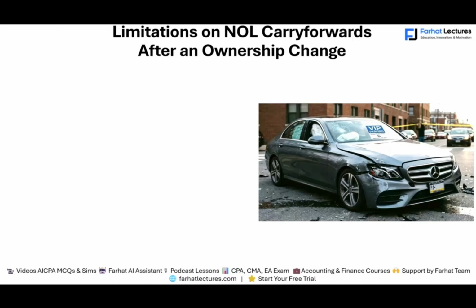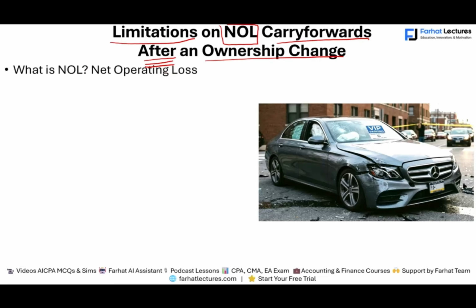This is Professor Farhat, in which we will discuss limitations on NOL carry forward, specifically after an ownership change. The first thing we need to discuss is what is an NOL, net operating loss, which we talked about in the prior session. We had a whole session about what is NOL and the NOL carry forward. But real quick, what is an NOL?